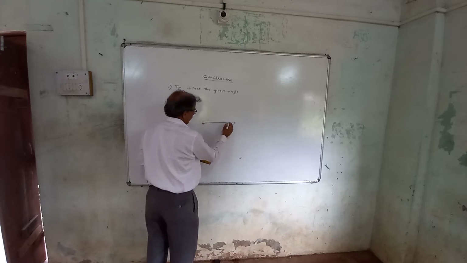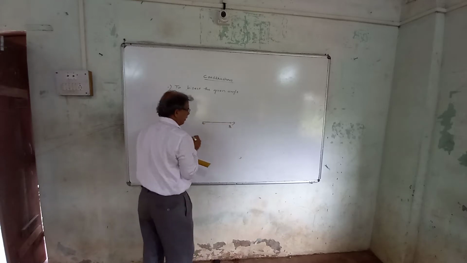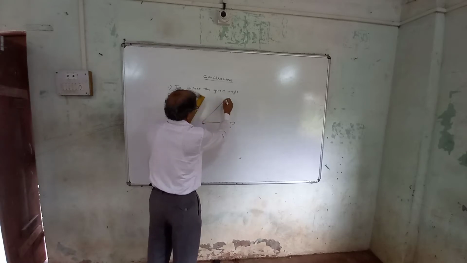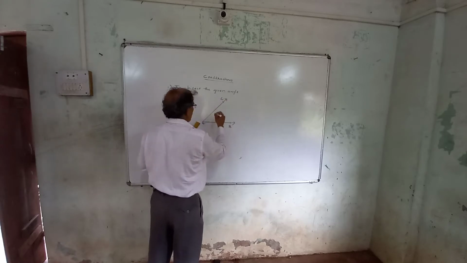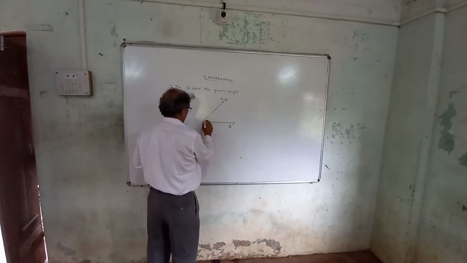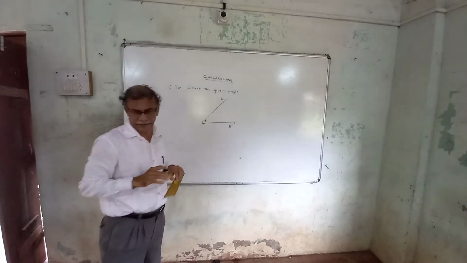Now suppose this is ray AB and this is ray AC. So angle CAB, this is an angle. I have not measured the degree, isn't it?